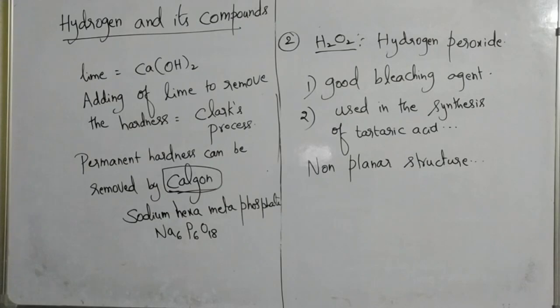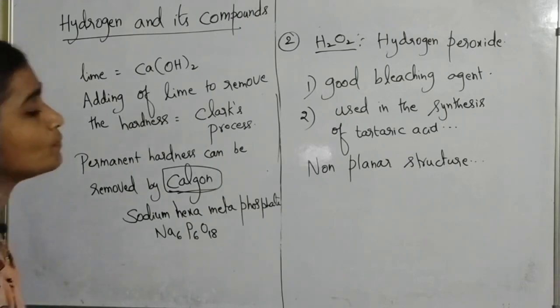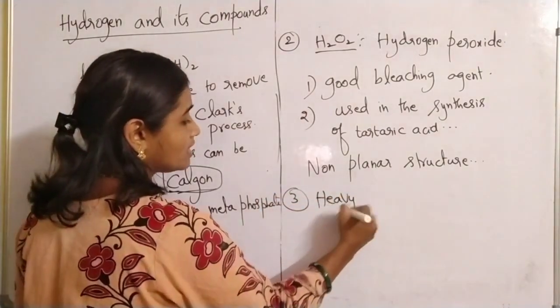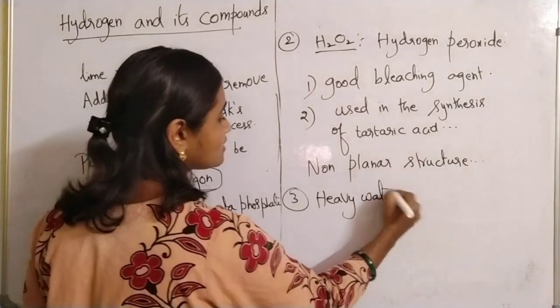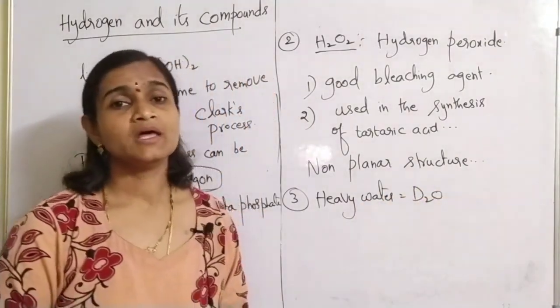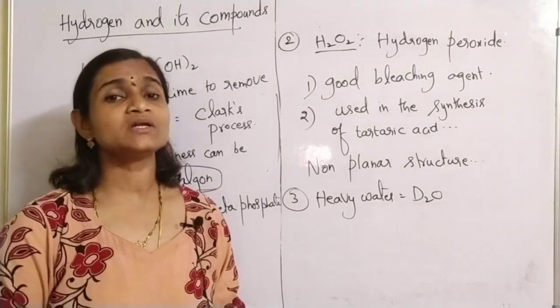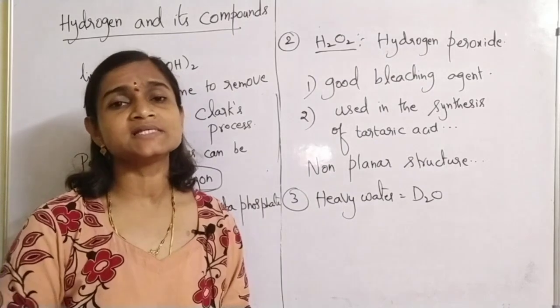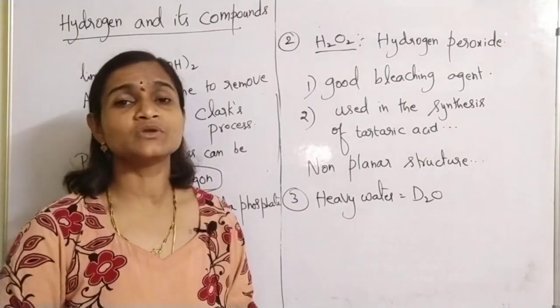And next we go to heavy water. Heavy water is what? D2O. Heavy water is D2O. D is what? Deuterium. Heavy water is called deuterium oxide. It exhibits the same properties as normal hydrogen.